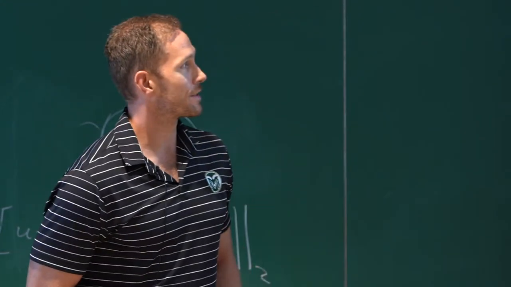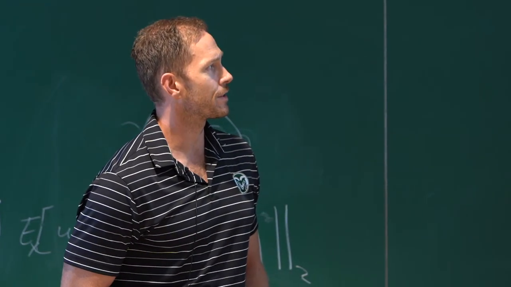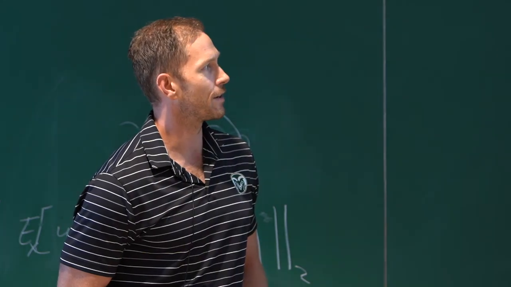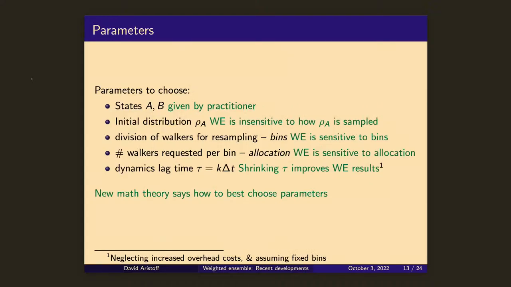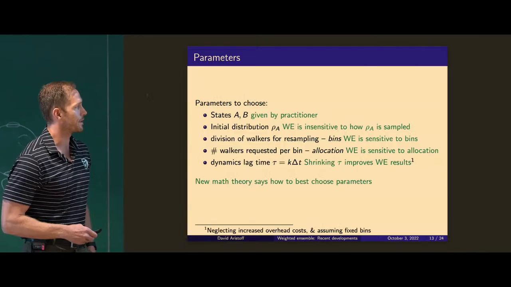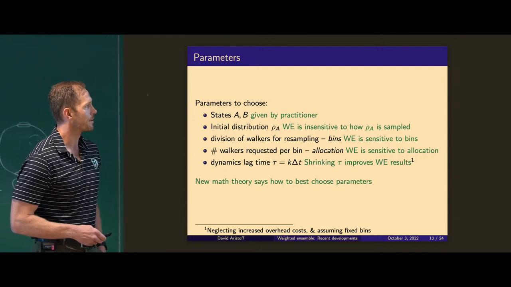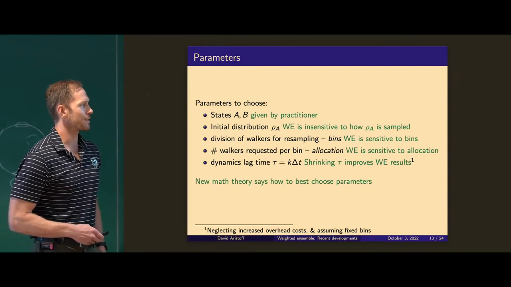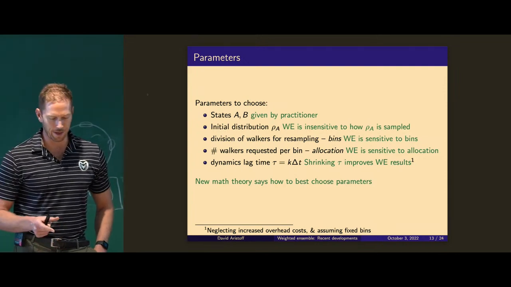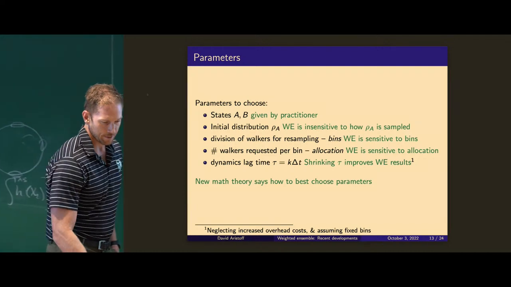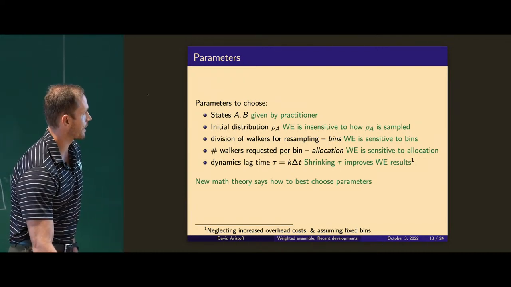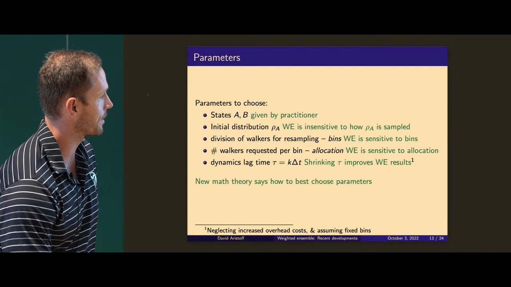We'll think of the states as just given by a practitioner. The initial distribution is not all that problematic in WE, in the sense that once it's given, it doesn't really matter how it's sampled. The bins and the number of walkers that we want in each bin are very important, so we'll talk about that. As far as the lag time, we can just shrink it to improve results. Of course, we have to pay for that with the extra communication cost. The theory shows us how to best choose the bins and what I'm calling the allocation.